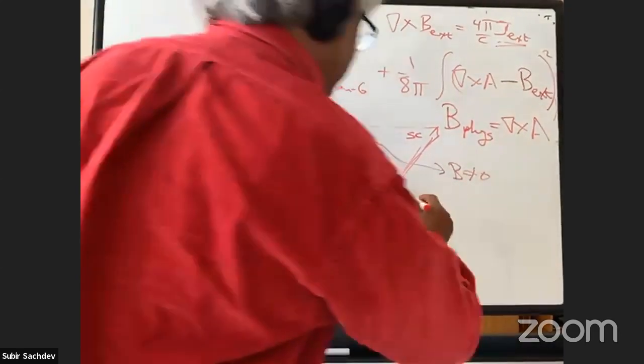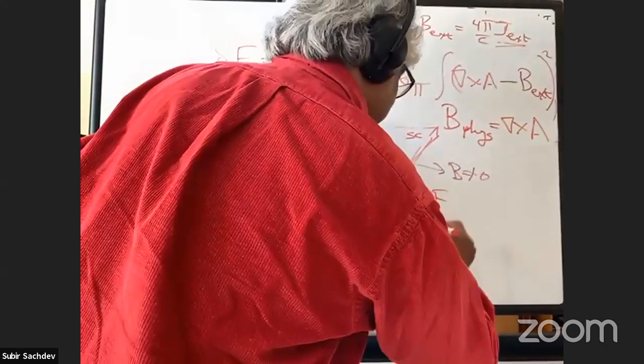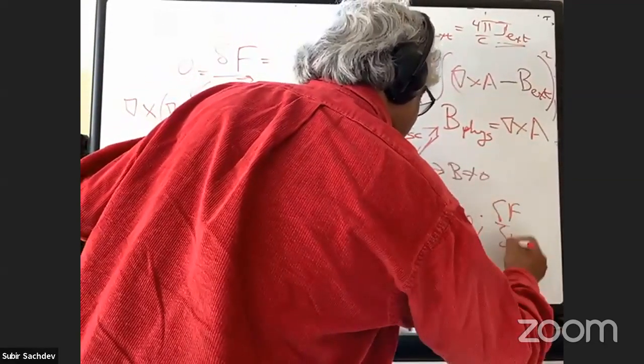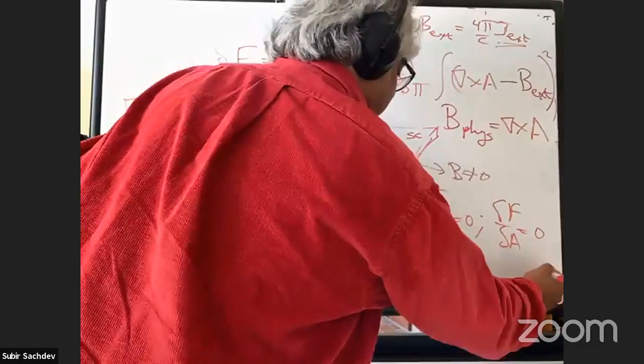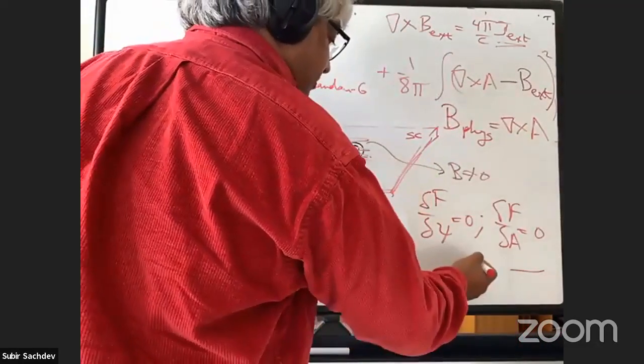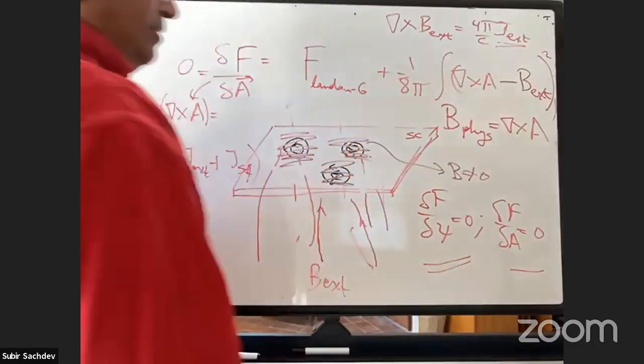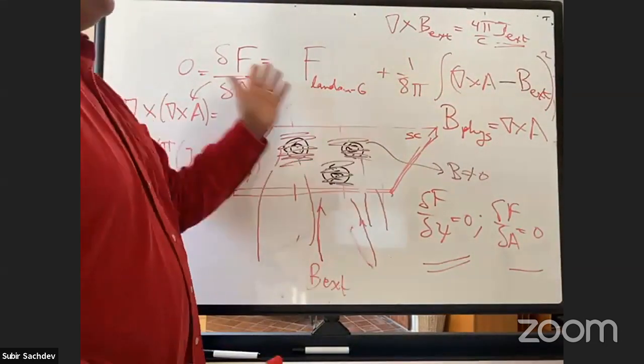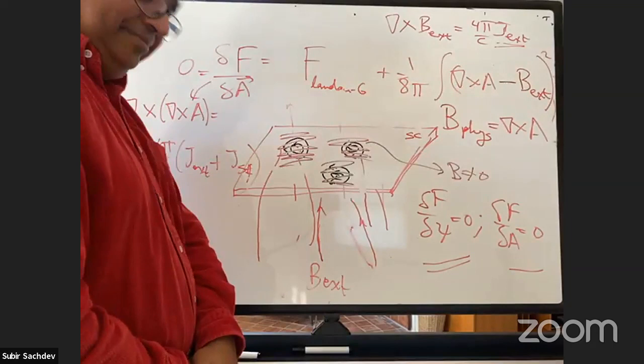And those two problems I can solve by just solving these two equations. This total F, dF d psi equals 0, and dF dA equals 0. So this gives me Maxwell's equations, the full, and this gives me the Landau-Ginzburg equations, and everything is just equivalent to minimizing this free energy.